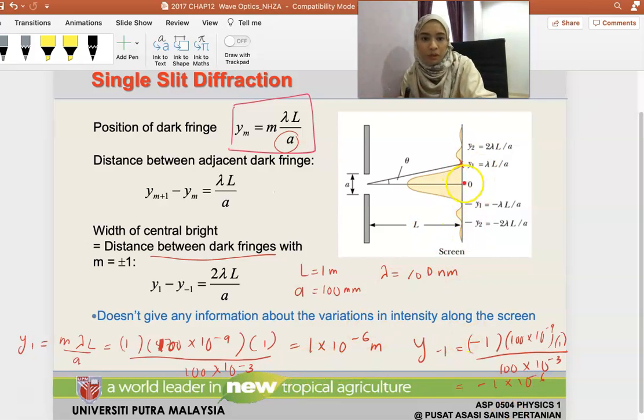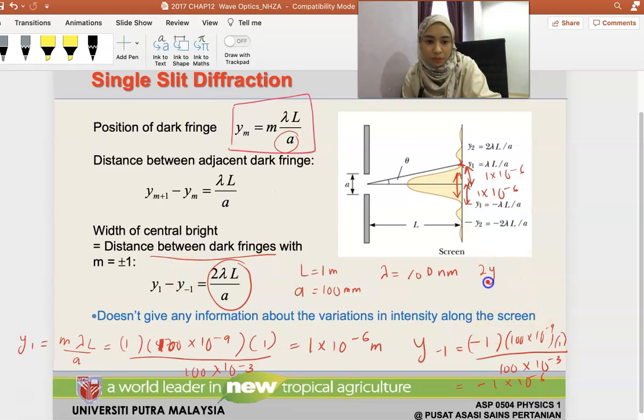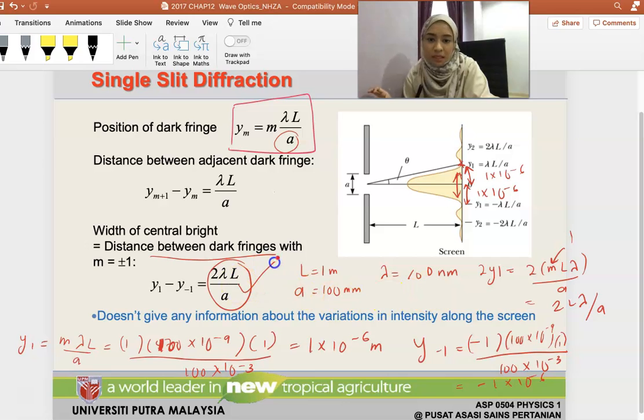What does that mean? For y1, it gives me the distance from the center to position y1, the position of dark fringe number 1. That is 1 times 10 to the minus 6. And here, it gives me the position of my minus 1 order dark fringe from the center position, at minus 1 times 10 to the minus 6. Or the distance is just 1 times 10 to the minus 6. So the width is just 2 times y1. And 2 times y1 is just 2m lambda L over A, where m is just 1, so it gives me 2 L lambda over A. That is the same as this, so that is the width of your central bright band.